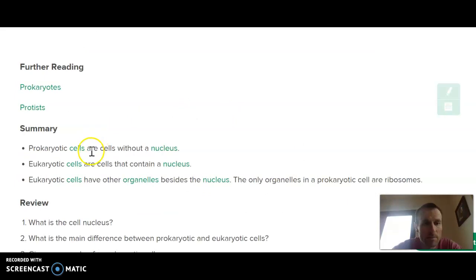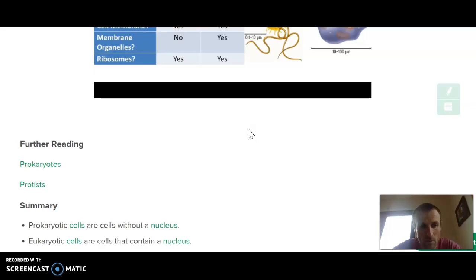And so in summary, prokaryotic cells do not have a nucleus. Eukaryotic cells do. Eukaryotic cells have organelles, and they're more complicated. So that was a pretty straightforward section, but also really important.